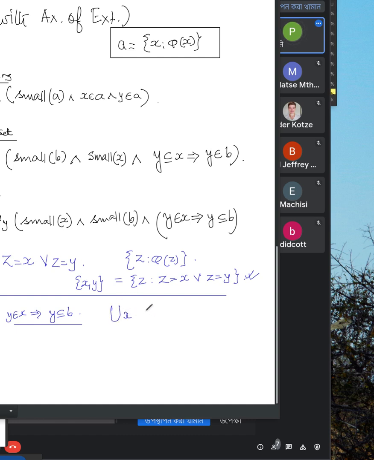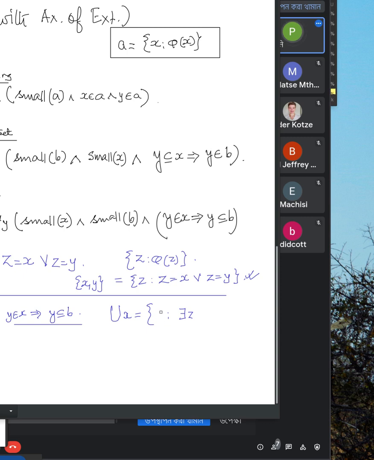So what is the union of x? Well, this contains all y's such that there exists a z. Let me write in this way.